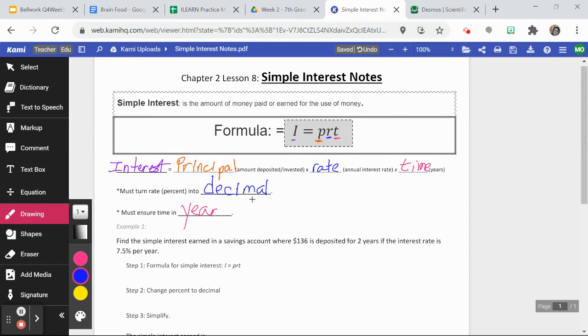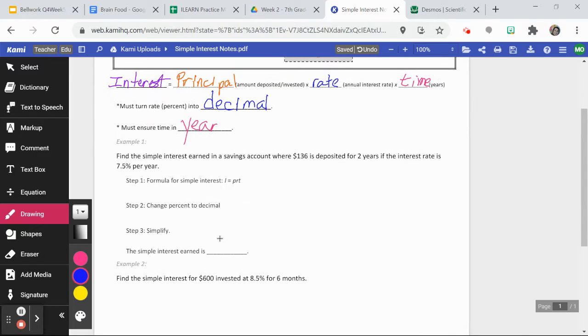All right, so example 1. Find the simple interest earned in a savings account where $136 is deposited. That means you put that amount of money into your savings account, and it's there for 2 years without you taking any money out, if the interest rate is 7.5% per year. So we have to find out how much interest you are going to earn.